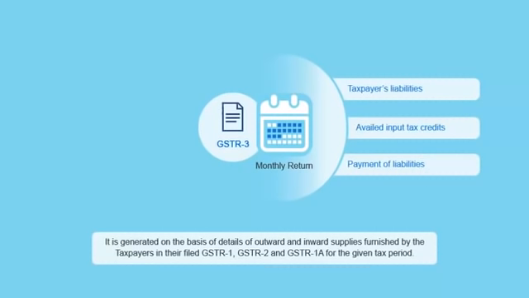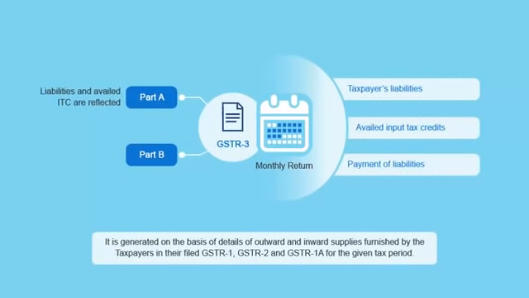GSTR3 has two parts, Part A and Part B. In Part A, the liabilities and availed ITC are reflected. In Part B, the tax payment details are to be declared.